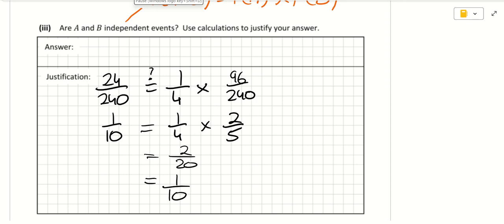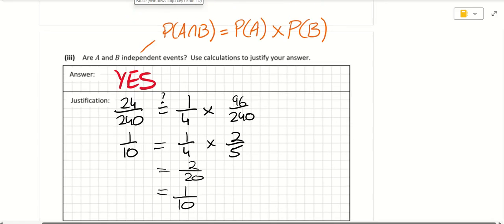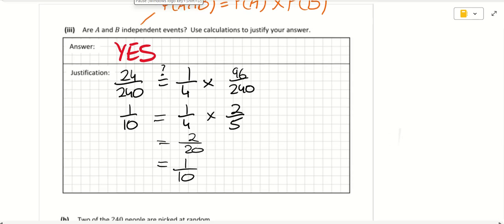So the answer to that question is yes, they are independent events, because the probability of the intersection is the same as the probability of the two of them multiplied together. That's just something you need to remember. It's just a word you're going to have to remember.